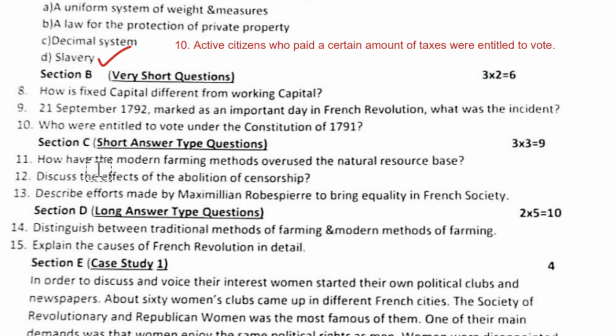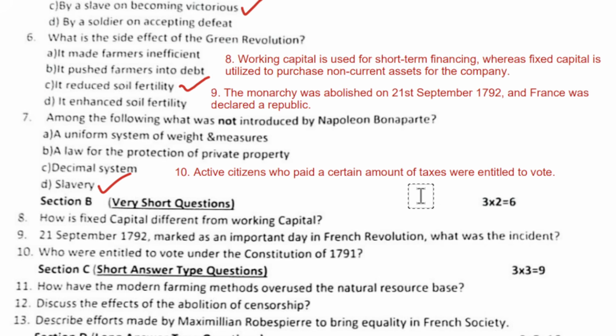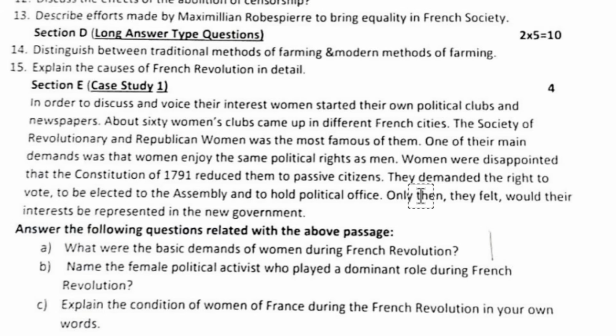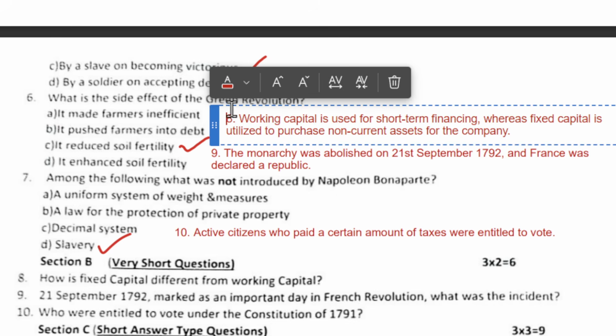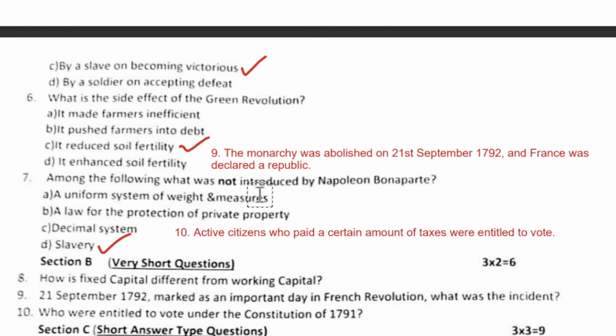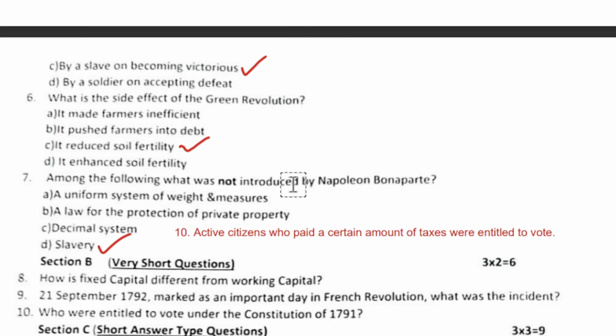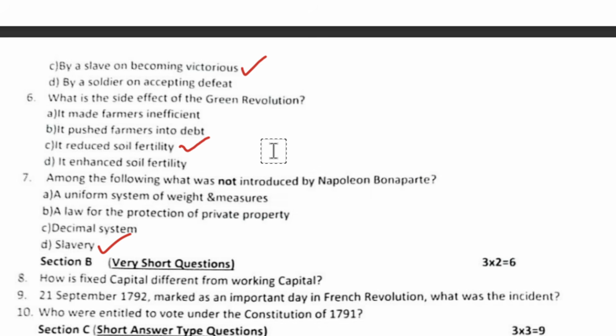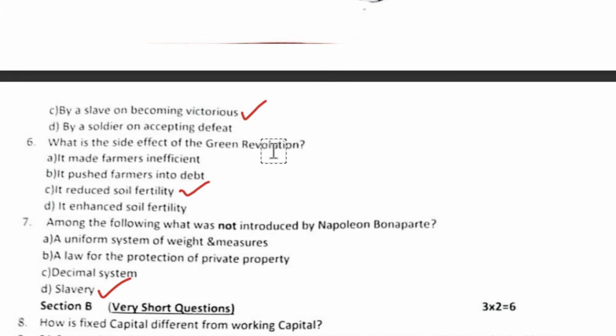Okay, next section, short answer type questions of 3 marks each. So 3 questions, 3 into 3 is 9 marks. Okay. So first question, how have the modern farming methods overused the natural resource base? So I will write the answer. If you want, you can pause the video and copy the answer. I'll write the answer for the first one.